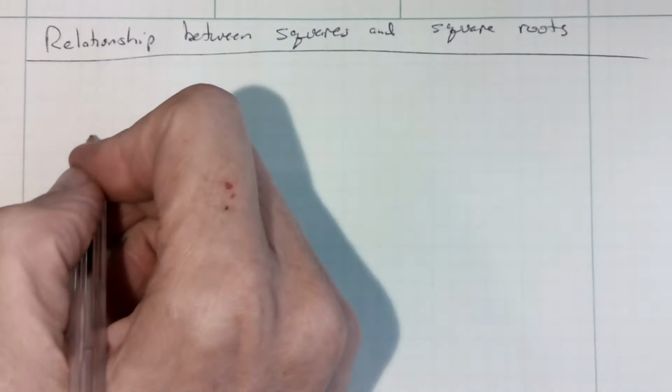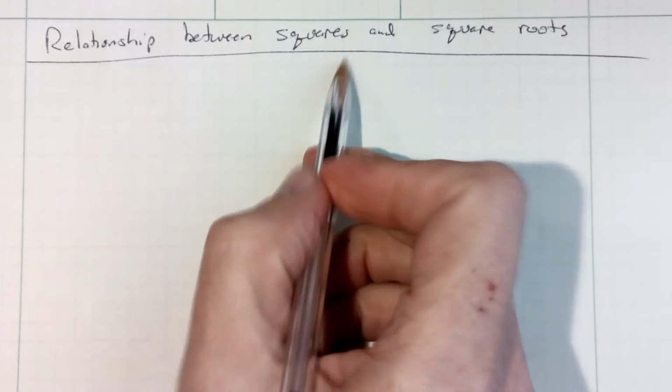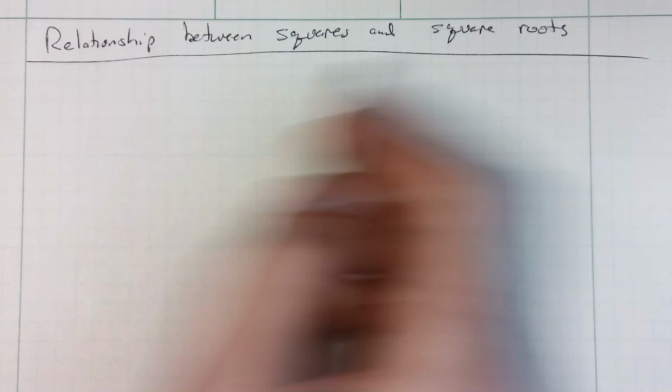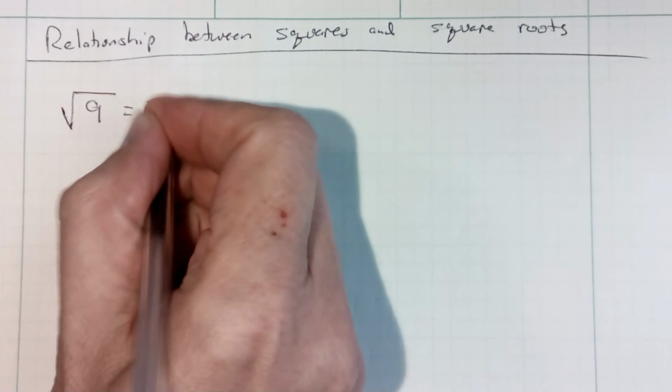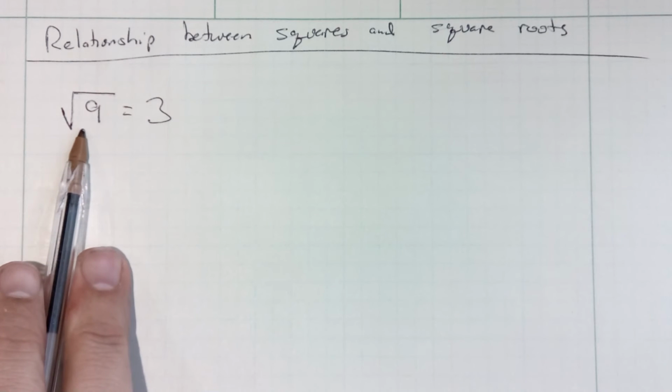Hello. Today we're going to be talking about the relationship between squares and square roots. And I'm going to actually lead into it with a square root. Hopefully we all know that the square root of 9 is 3, because we're looking for a number that multiplied by itself gives you 9.